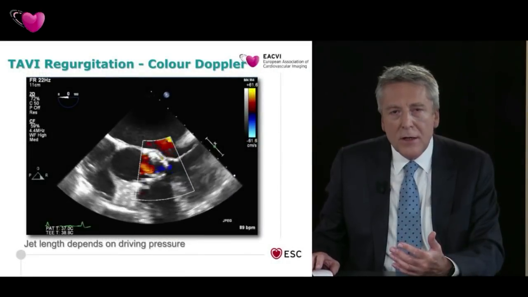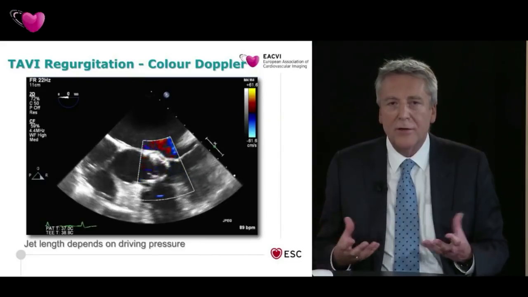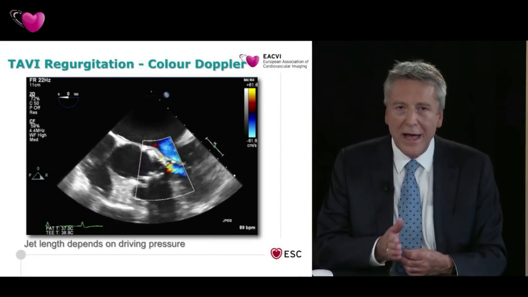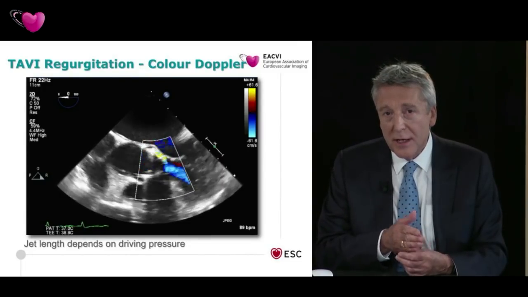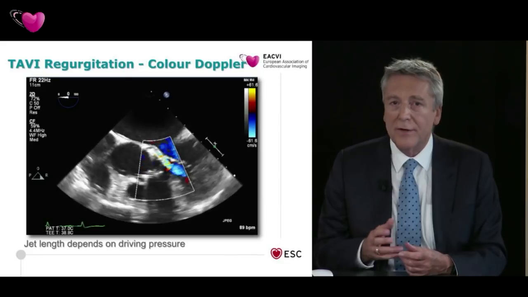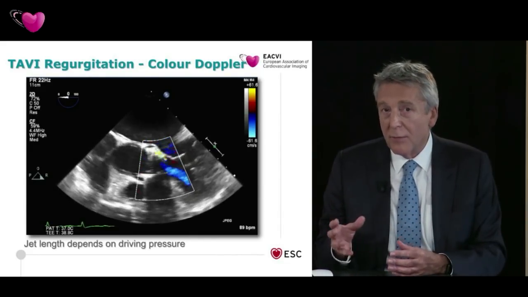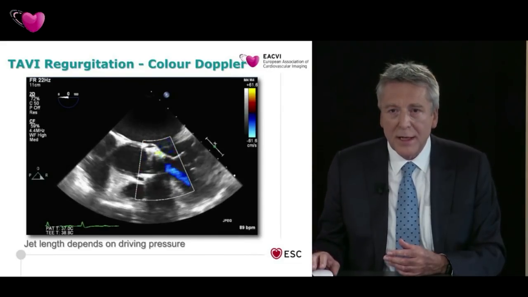So the conventional way, of course, is looking at the size of the color flow jet, but all the same problems that we have when we're looking at mitral regurgitation also exist with aortic regurgitation. So the driving pressure really affects the length and the size of the jet. And so these patients often have very low blood pressure after they've had the valve implanted. So that's not the way to do it.